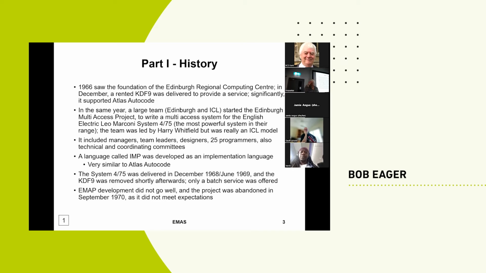They eventually got their System 475 2 years later in two pieces. The disk drives didn't arrive till 69. And they took the KDF9 out after that, and they just ran batch. And the EMAP, as it was called, the project, didn't go very well. And by 1970, they basically said, let's just disband this team, we're not getting anywhere. They weren't getting a good product.